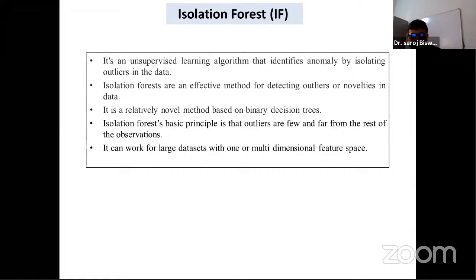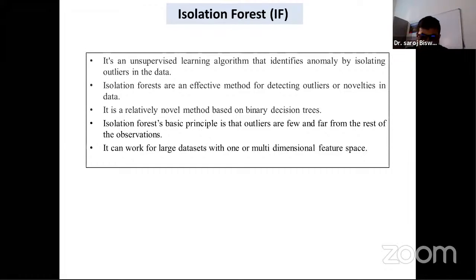Now this isolation forest can work very well for one-dimensional or multi-dimensional features or databases. It can be applied especially when you make a tree. This tree is a binary decision tree, and we are going to create two branches or two children from each of the parent nodes. So how that is created, that's the question now.